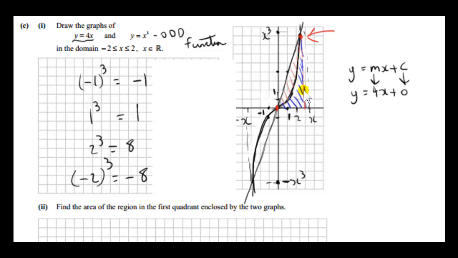So how do we find this point? We want to find the value of x for which x cubed is equal to 4x, for which these are equal. So we just put them equal to each other. We set x cubed equal to 4x.